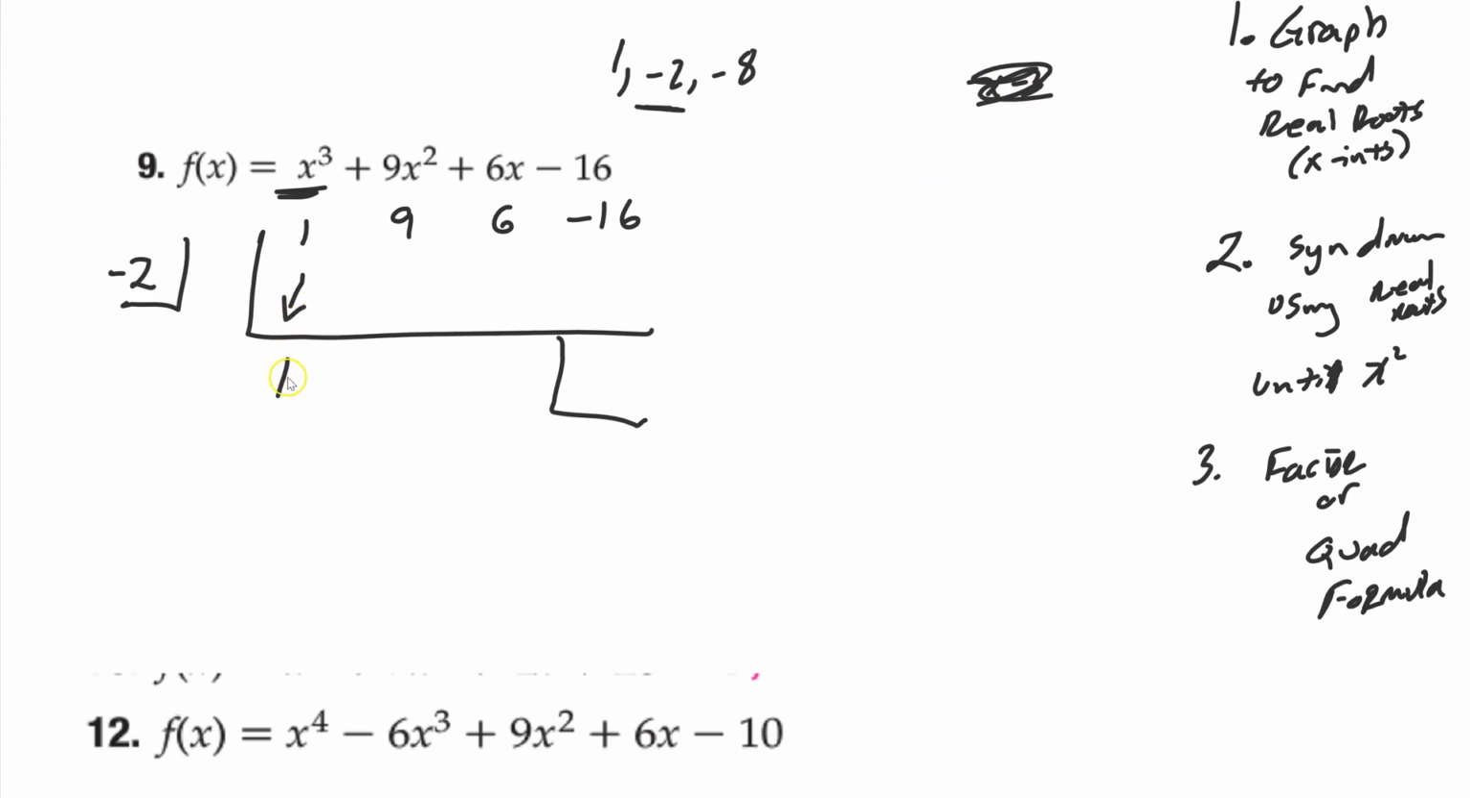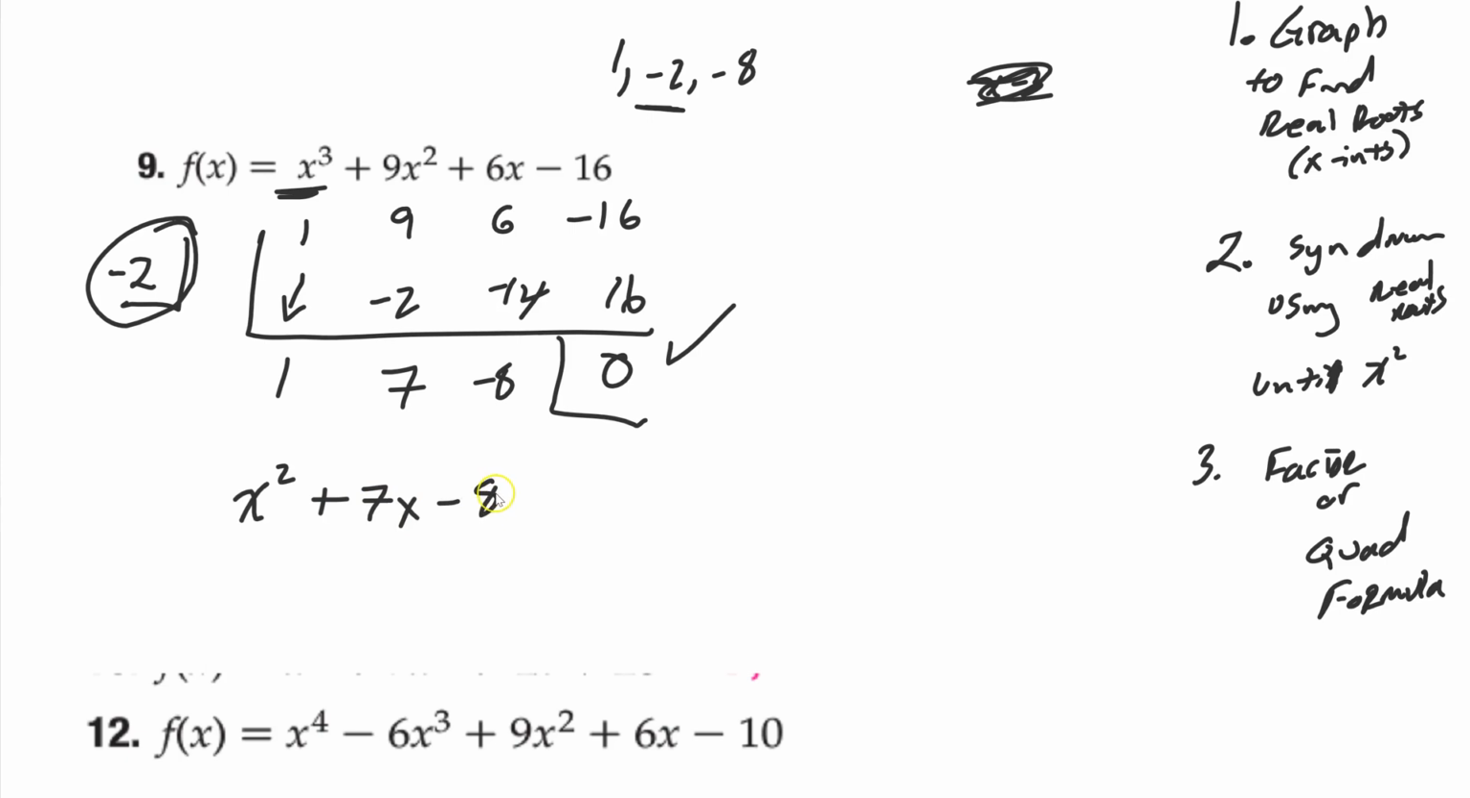So bring the first one down, multiply across, add, multiply across, add, multiply across, and I get 0. So look, it worked. This is a root. Now what do we have left? Remember, it's always 1 power less, so this is x squared plus 7x minus 8. Then I have to factor this because I'm trying to find the zeros. So essentially we're saying this is equal to 0. Let's factor it: x minus 8, x plus 1. Other way around: x plus 8, x minus 1 equals 0.